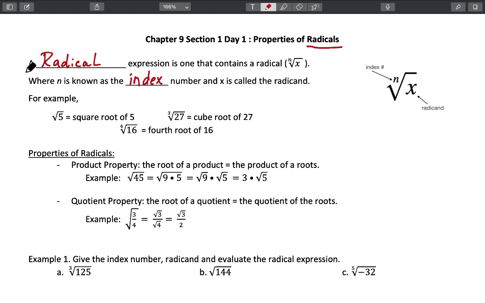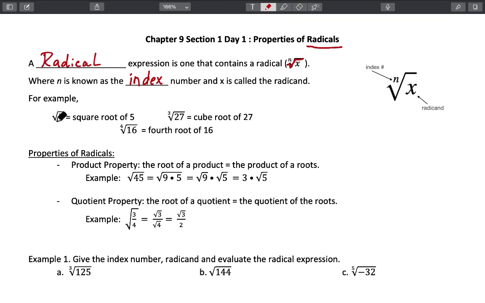A few terminology things. A radical expression, first of all, is just one that contains a radical. That's that little check mark symbol, where n is known as the index number and x is called the radicand. That's the number underneath that radical symbol.